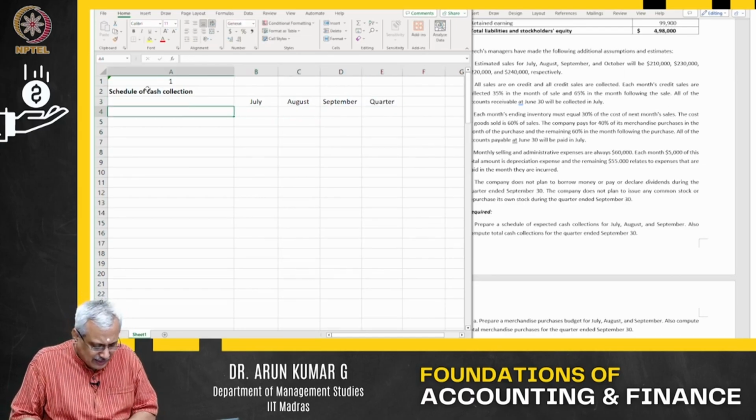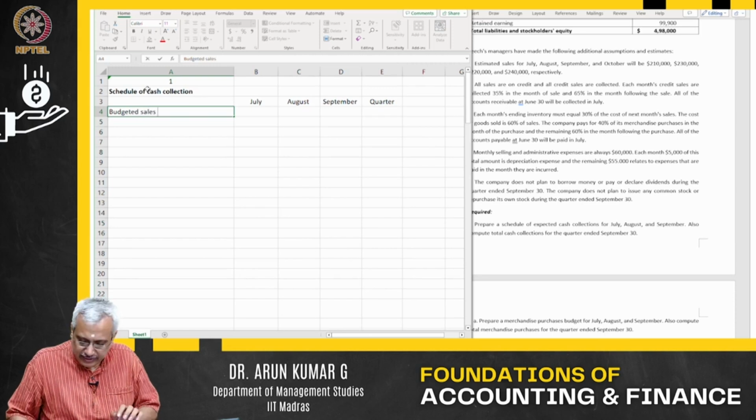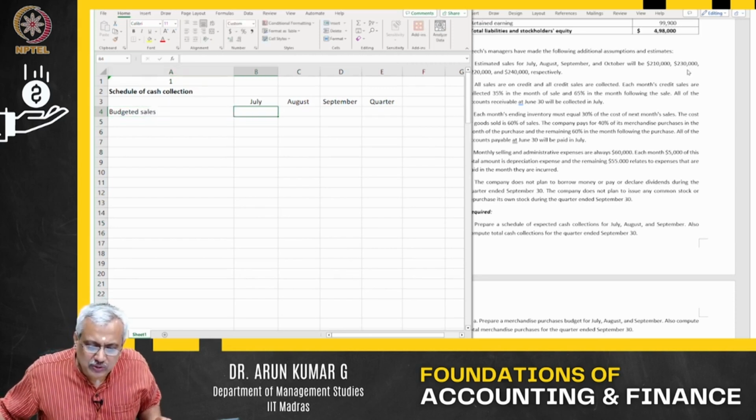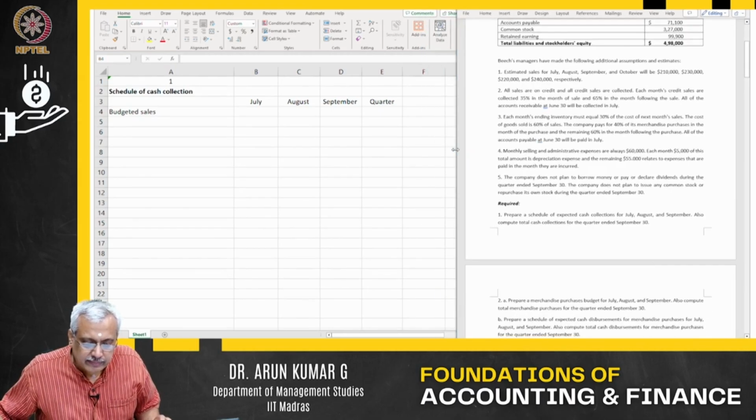Let me know what is the expected sales for each of these months out there. Expected sales, or budgeted sales for each of these months. It says 210, 230 and then 220 in this particular case. Let us look at that particular aspect.